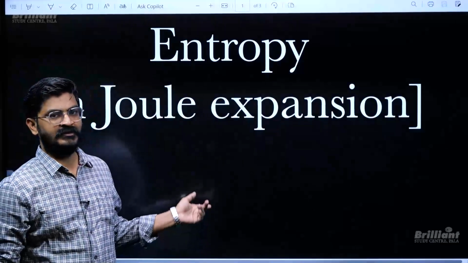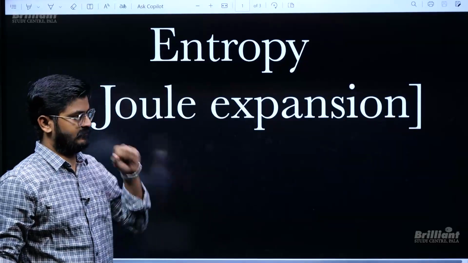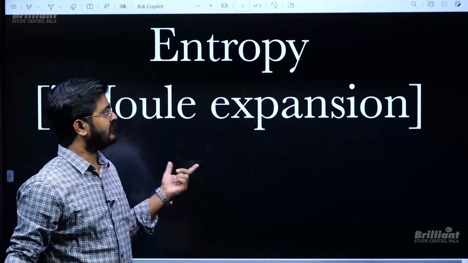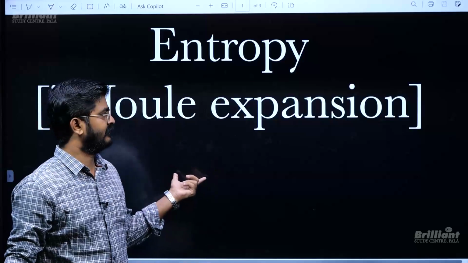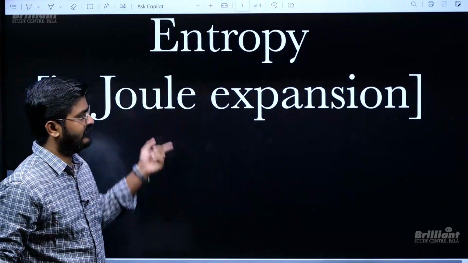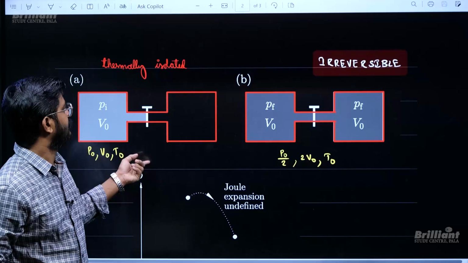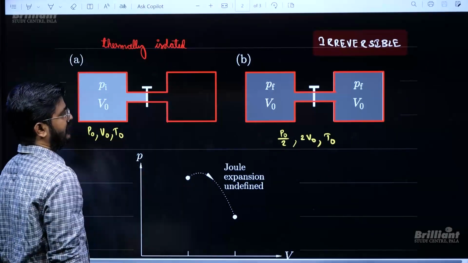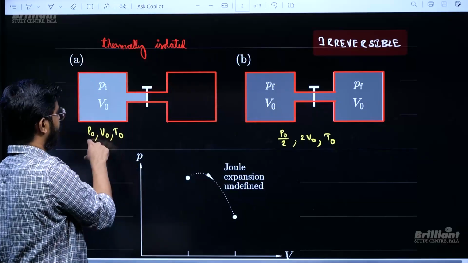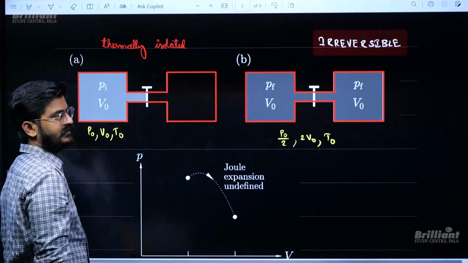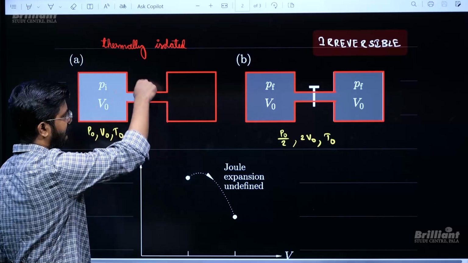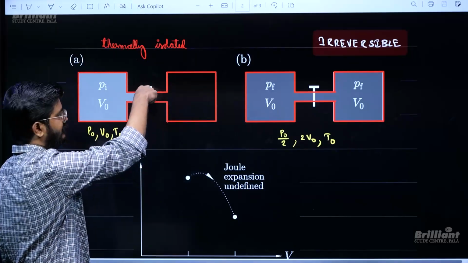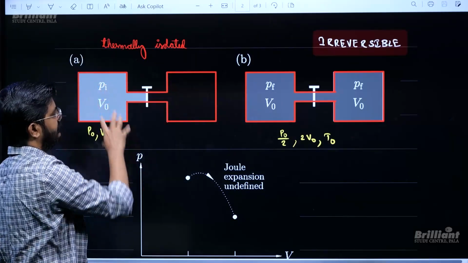Hi kids, we will be seeing this particular question: how to calculate change in entropy in a particular irreversible process. I will explain what an irreversible process is. There are two vessels, both of the same volume V0, and gas is filled in one vessel with pressure P0, volume V0, and temperature T0, and there is a valve, or tap, in between. Now gas is filled only in this chamber.